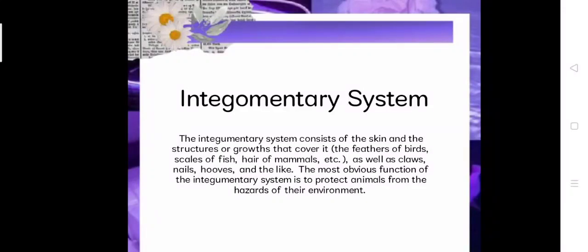Next organ system is the integumentary system. The integumentary system consists of the skin and the structures or growths that cover it, like the feathers of birds, scales of fish, hair of mammals, and so on, as well as claws, nails, hooves, and the like. The most obvious function of the integumentary system is to protect animals from the hazards of their environment.